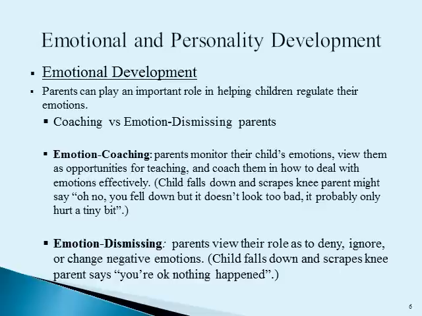So there, the parent is acknowledging what the child just experienced and helping the child realize what the reaction should be for people in general. Then there are emotion dismissing parents, and these parents view their role as to deny, ignore, or change a negative emotion that a child is experiencing. So in this case, if a child falls down and scrapes his knee, a parent might say something like, "You're okay, nothing happened." So that's dismissing what actually just occurred and completely ignoring it, pushing the child's feelings away, and denying them.